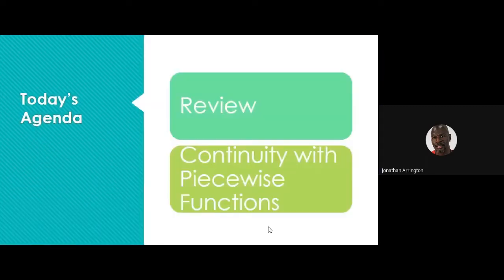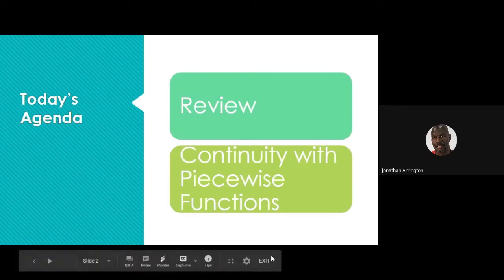So our agenda, first thing we'll do is we'll review kind of what we did last lesson, which is finding infinite and removable discontinuities algebraically, and then we'll get into the continuity that we find with piecewise functions. So let's begin our review from what we covered yesterday.